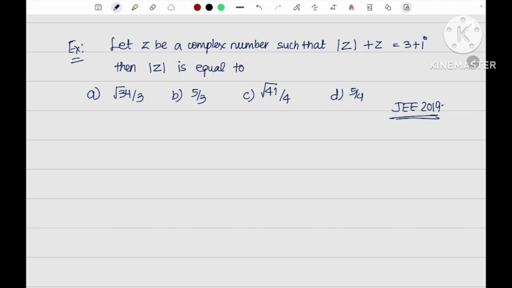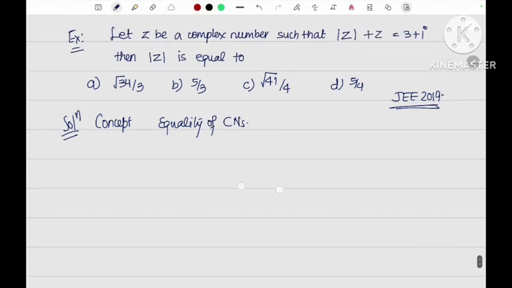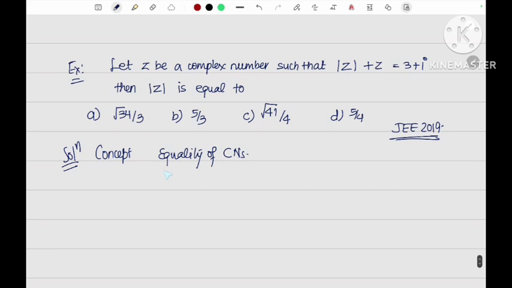This is another question. It says: let z be a complex number such that |z| + z is equal to 3 + i, then |z| is equal to. We have to find the value of the magnitude of z. The concept we are going to use here is equality of complex numbers. Given is |z| + z = 3 + i.